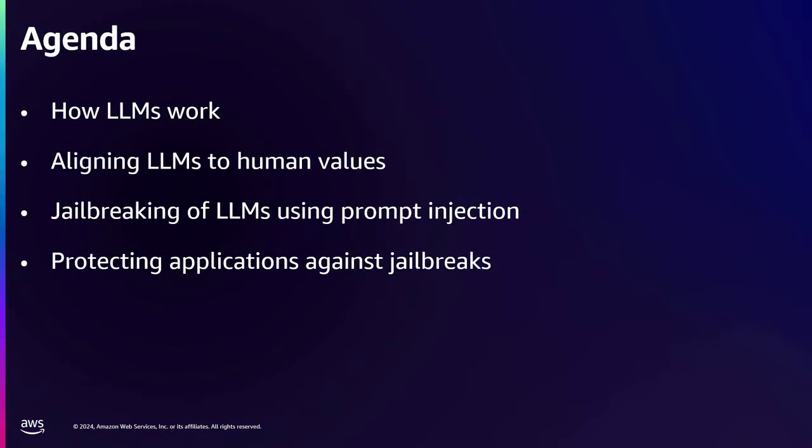So we'll start at a very high level with a very brief overview of how large language models work. Then we'll look at how these models are aligned to human values, right? So specifically how companies like OpenAI, Anthropic, Meta align these models to human values. Then we'll also talk about how you can jailbreak these large language models using prompt injection. And then we'll finally cover how you can protect applications against these jailbreaks.